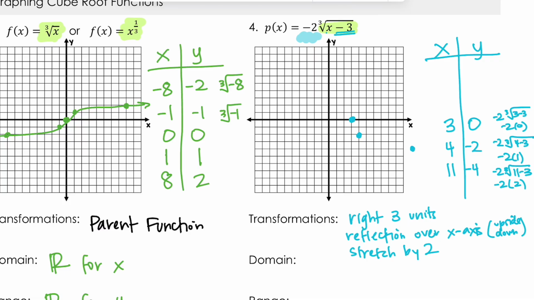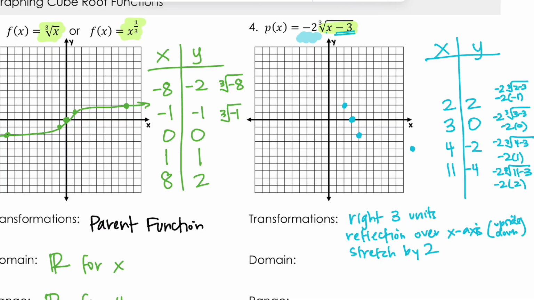Remember, I can also do cube roots of some negatives. So if I had a -1 underneath my green thing, that means I would have a 2 for x. If I plug in 2, 2 minus 3 underneath that radical is -1. The cube root of -1 is -1. So I have -2 times -1, which ends up being +2. So 2 comma 2 is a point on my graph. And then we'll do one more.